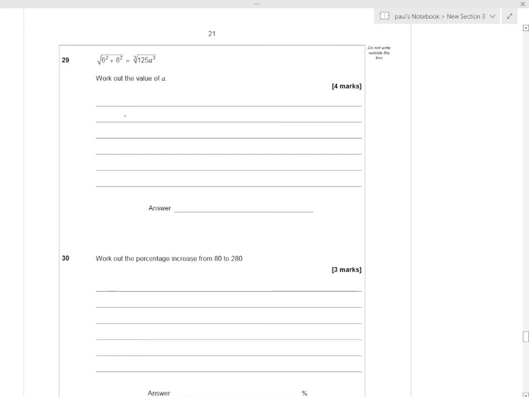Oh, this looks complicated. Right, work out the value of a. Let's work out what this is first. 6 squared is 36, and 8 squared is 64. We need the square root of that. So that's 100. The square root of 100 is equal to 10.